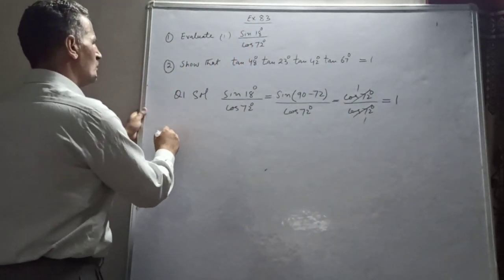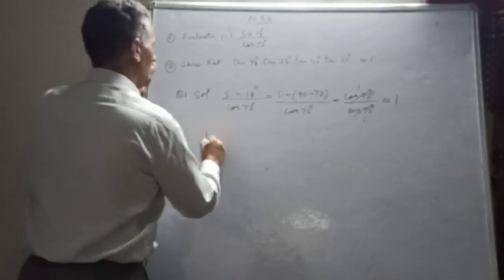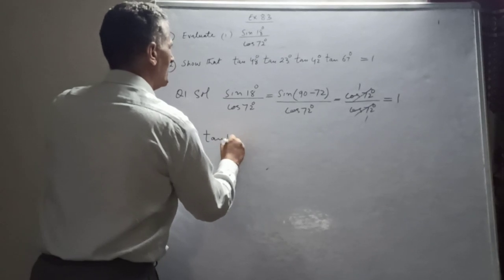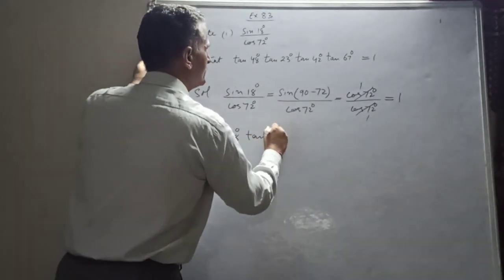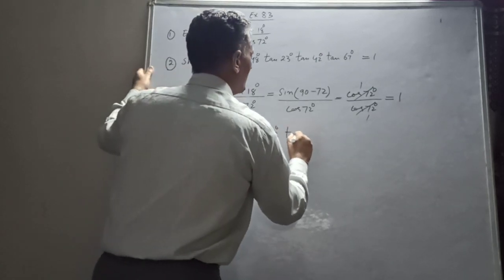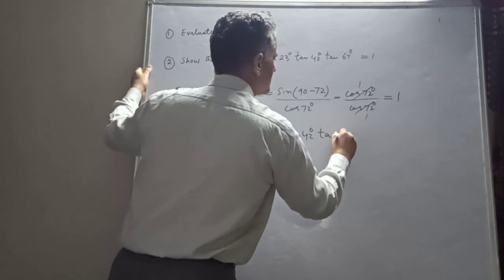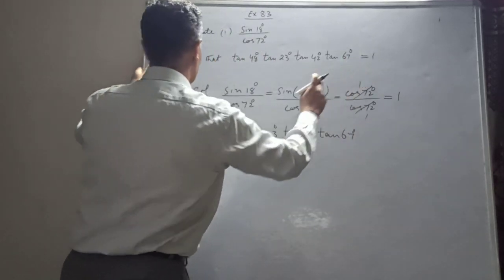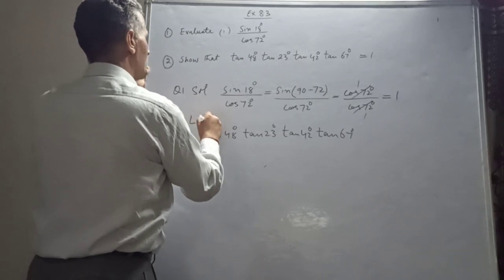Now see question number 2. How will I apply the complementary angles here? Rule of complementary angles. Tan of 48 degree, tan 23 degree, tan 42 degree, tan of 67 degree. We have to show that this is equal to 1. Let us take LHS, left hand side.